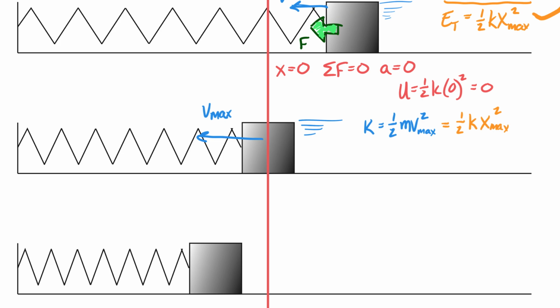And so if we do the algebra, which means cancel out the 1/2 and then divide by m and take the square root, we'll get Vmax equals the square root of k over m times x max. This is just me solving for Vmax. So I cancel out the 1/2, divide both sides by m, and then take the square root. Everything okay?